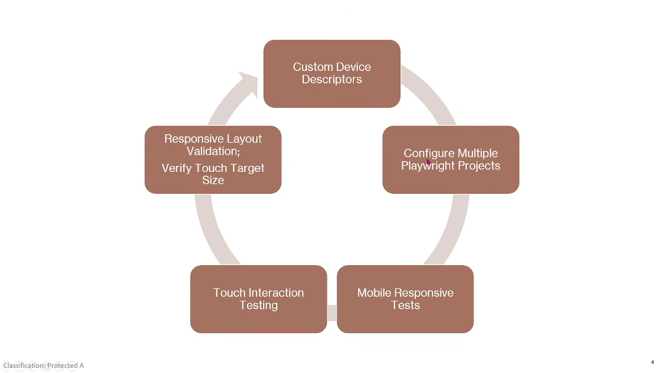Second, we'll configure multiple Playwright projects. We'll include Chromium Mobile, WebKit Mobile, Firefox Mobile, and Chromium Large Phone. This is extremely scalable because adding another phone usually needs only a few lines of configuration.